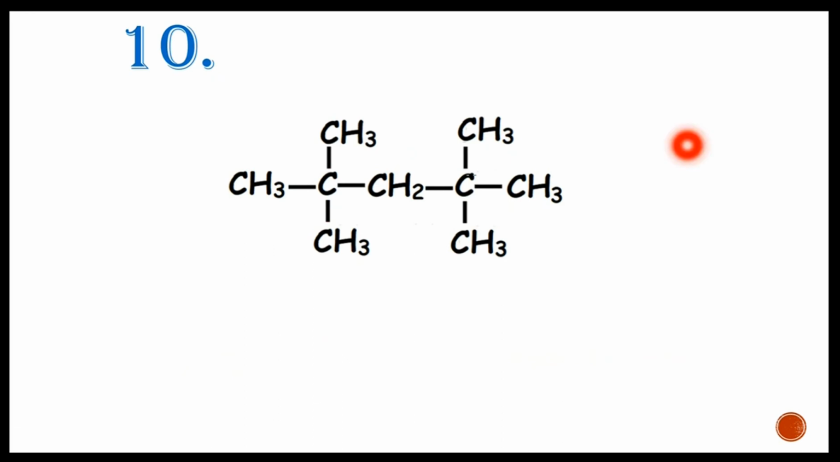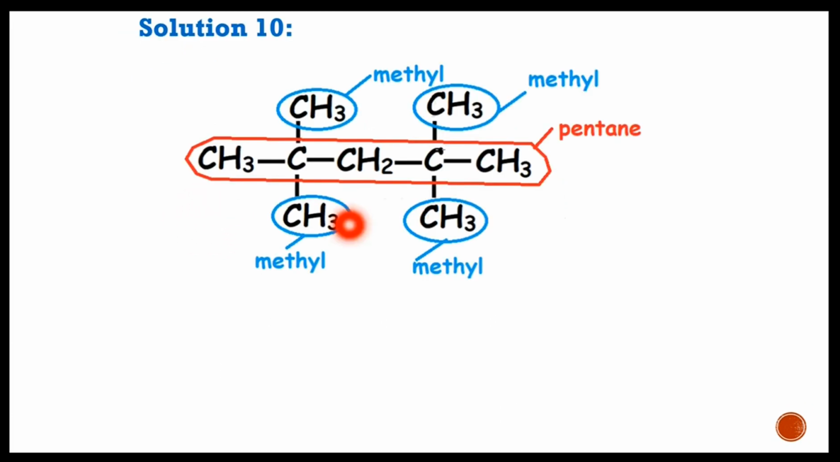All right, so number 10, we have this compound. It is going to be very simple. So 1, 2, 3, 4, 5. So our parent chain is pentene. 1, 2, 3, 4, 5. Okay, so how many substituents are we provided with? We are provided with 1, 2, 3, 4. So we have 4 substituents.